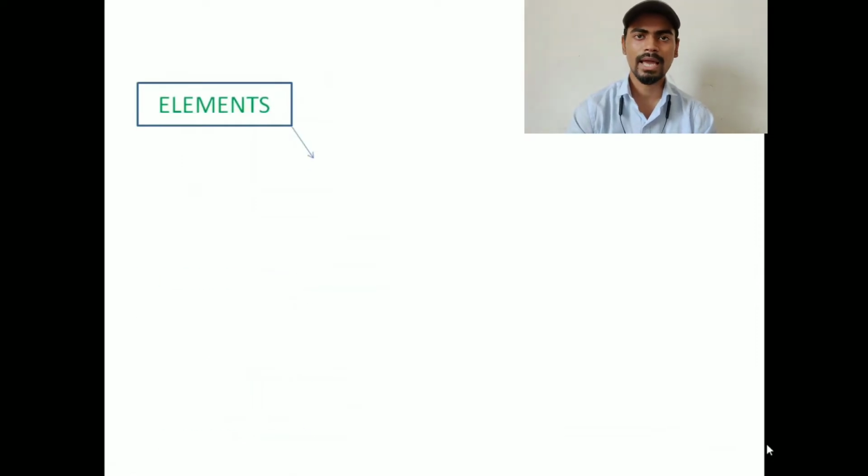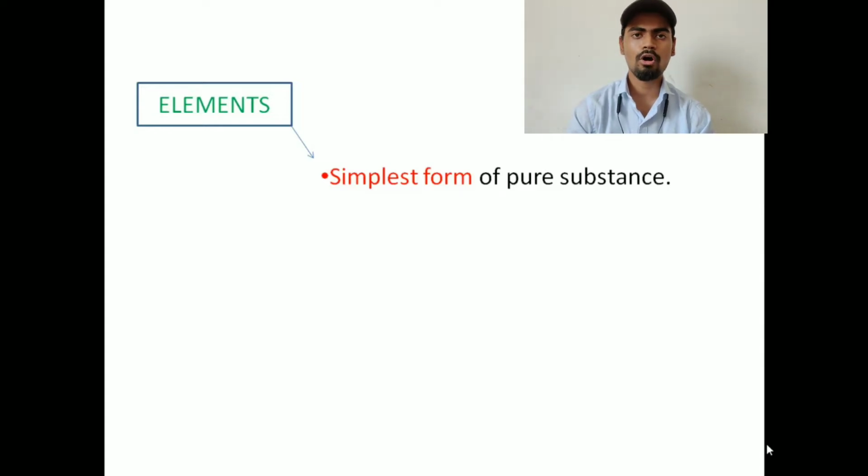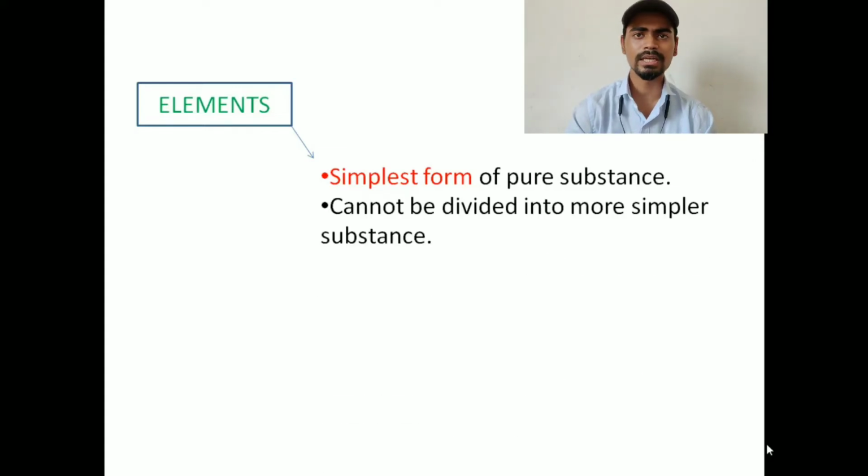What is an element? An element is the simplest form of a pure substance. When I say the simplest form of a pure substance, it means the last stage. When you break something into smaller and smaller parts, you will end up at the simplest form. So that is what an element is. You cannot further divide it into a simpler form.